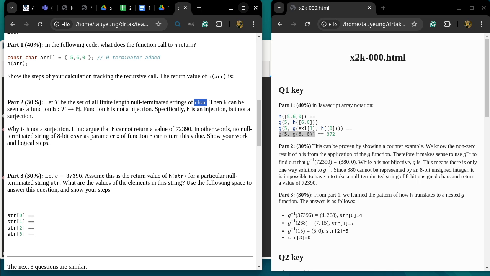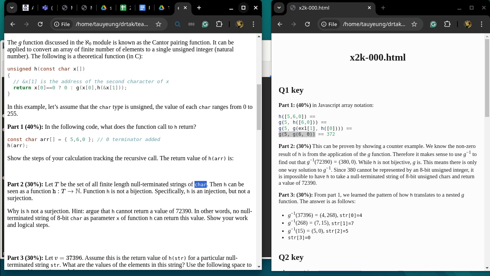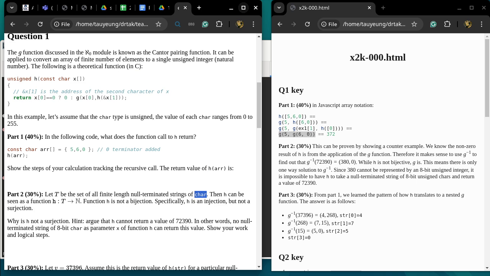Okay, argue that H cannot return a value of blah blah. This number may not be the same for you, but the approach would be the same. In other words, no terminated string of 8-bit char as parameter x. Parameter x is referencing the parameter of how H is defined, can return this value. Show your work and logical steps.